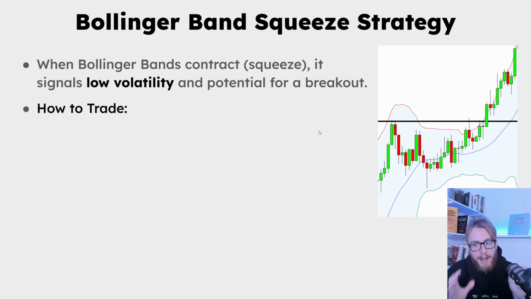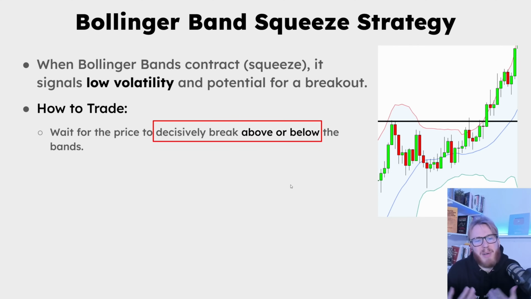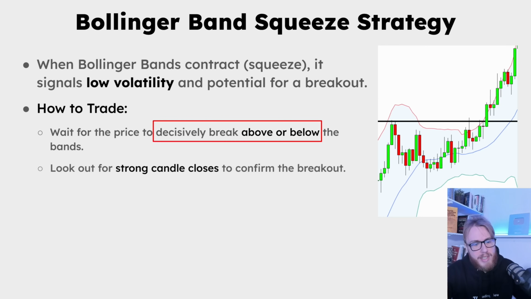But now then, how do we actually trade this thing when the bands are squeezing tight? Well, the first thing, and this is very important, is that we want to wait for the price to decisively break either above or below the bands. And what do I mean by decisively break? Well, what I'm looking out for here is a strong candle close above the band.